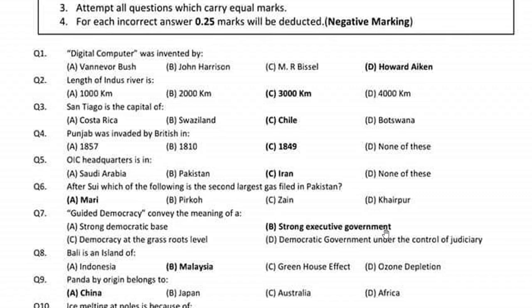OIC headquarters is in option A, Saudi Arabia. After Sui, which of the following is the second largest gas field in Pakistan? Option A, Mari. Guided democracy conveys the meaning of option B, strong executive government. Bali is an island of option B, Indonesia. Panda by origin belongs to option A, China.